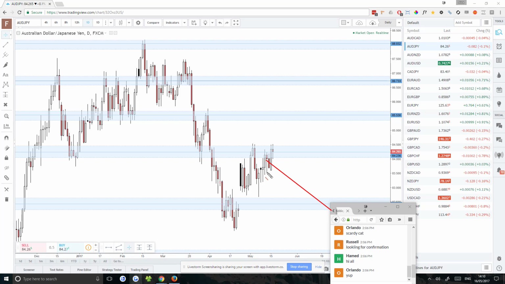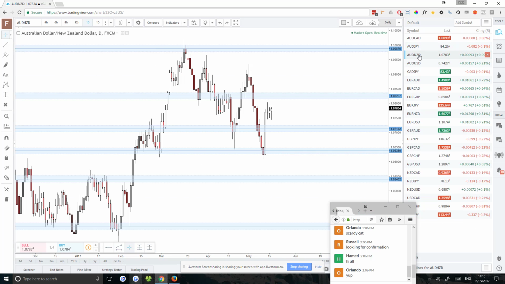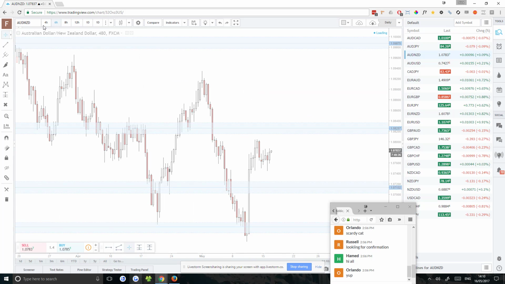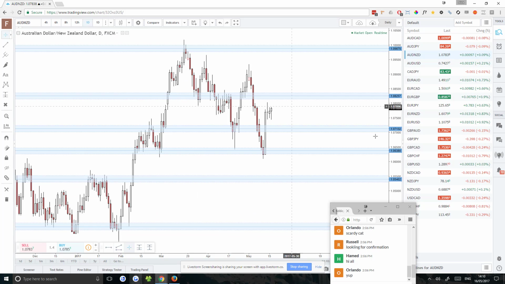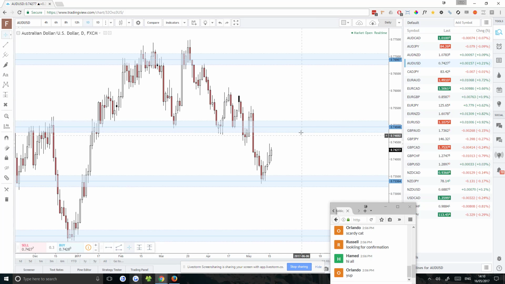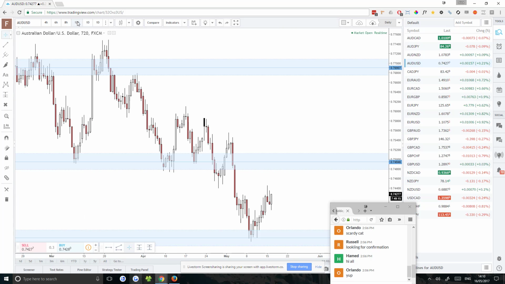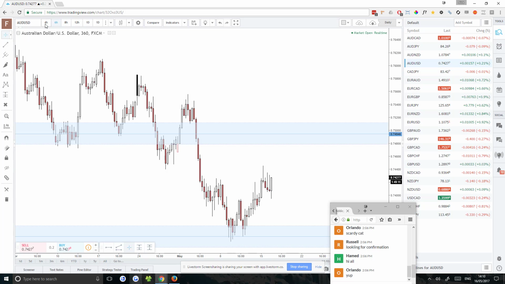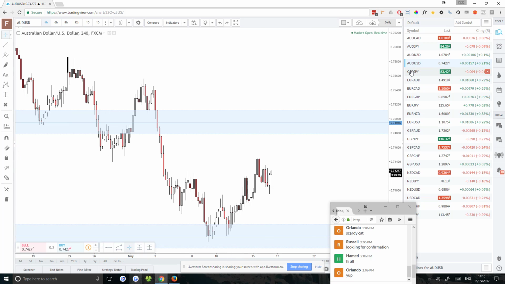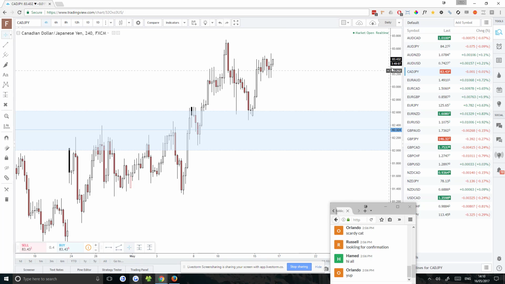So yeah, nothing going on here. I'm not gonna take any trade there. All right, AUD New Zealand, what's happening with AUD New Zealand? It's stuck in between two support resistance areas, so nothing there that I would want to trade. AUD USD is reversing from support, but it is currently in between areas, so nothing I would want to trade.